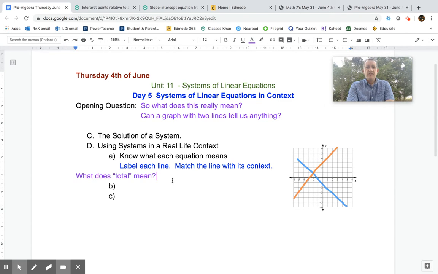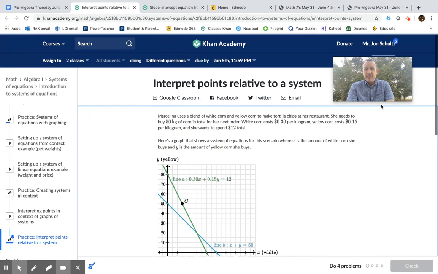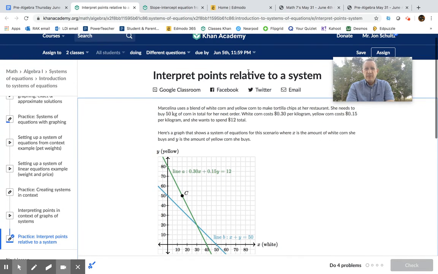So the question is, look for keywords. When we're talking about something, what does the word total mean? What does the word total mean? So I'm going to show you guys, if you can switch with me here. It's the Khan Academy for today. If we're looking at this, I don't know if you can read, but at the top we have a green line and a blue line, and it says Marcella is using a blend of white corn and yellow corn in her chips when she cooks. She needs to buy 5 kilograms of corn in total.